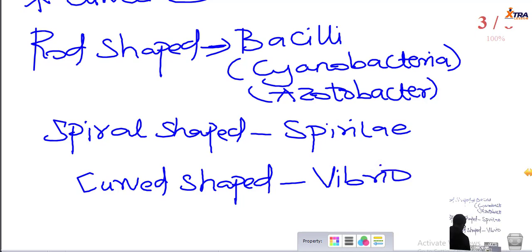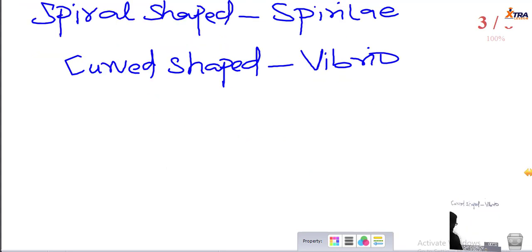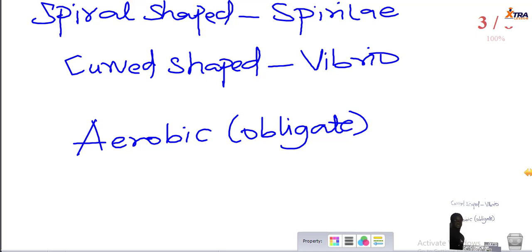Other times they want to classify based on utilization of energy. Based on how bacteria utilize energy, you can say a bacteria is aerobic. Aerobic means that bacteria can only perform when oxygen is abundant. Sometimes they will say obligate. When you hear obligate parasite, we're talking about a parasite that requires oxygen to function. In terms of bacteria, aerobic bacteria requires oxygen to function.